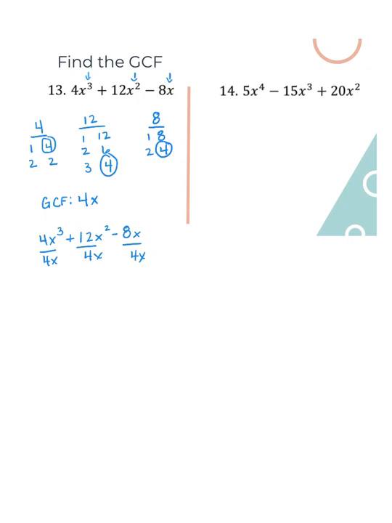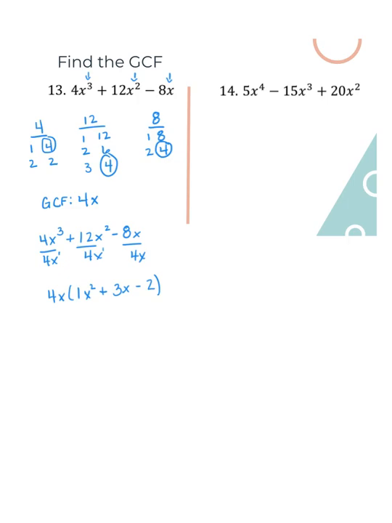Now my 4x comes out front. Okay, 4 divided by 4 is 1. X to the third divided by x to the first is x to the second, plus 12 divided by 4 is 3, and x to the second divided by x to the first would be x to the first, minus 8 divided by 4 is 2, and those two x's are going to cancel each other out. Then you're just going to close it.